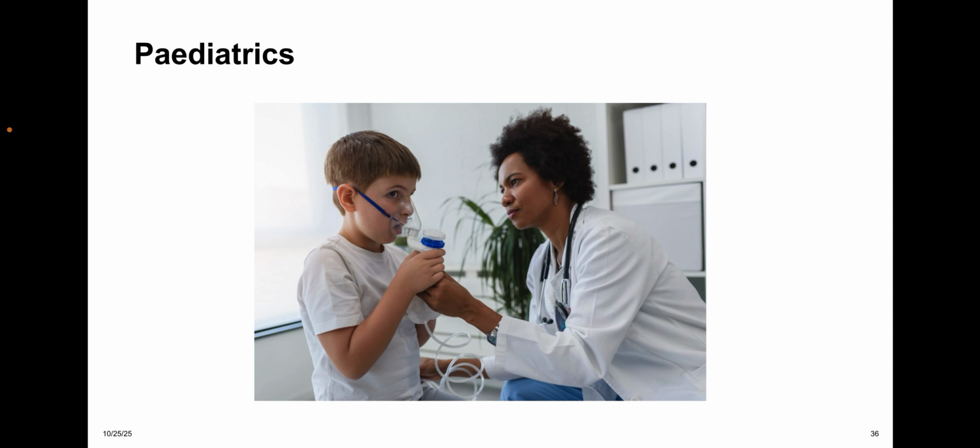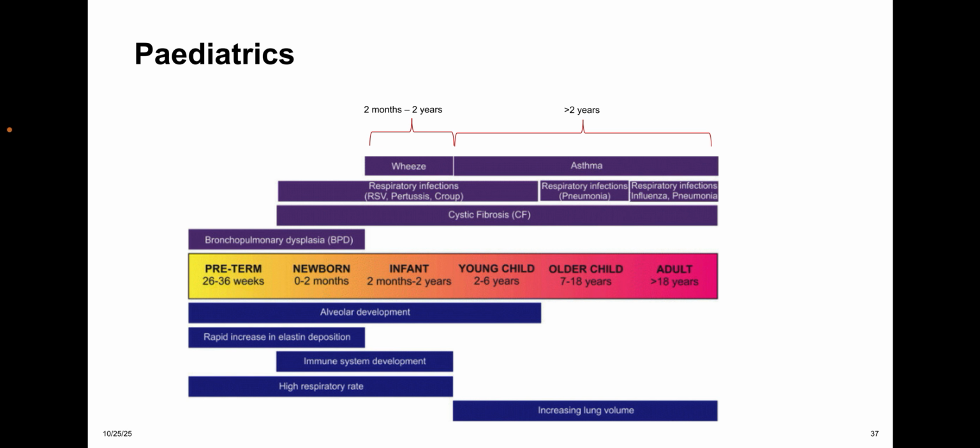Now, the last consideration is for paediatric patients. There's always been a bit of rumours around how effective nebulisation is for peds, and this mostly comes from the cause of what the wheeze may be from. Now, if we look at this chart, on this multicoloured bar, the age of the patient is preterm on the left to adult on the right. At the top, asthma only tends to really develop when these patients get to around 2 years old.